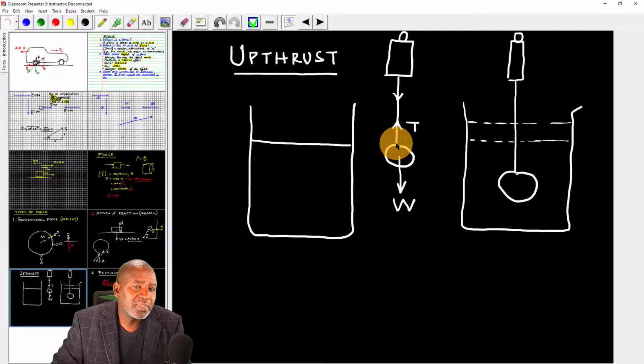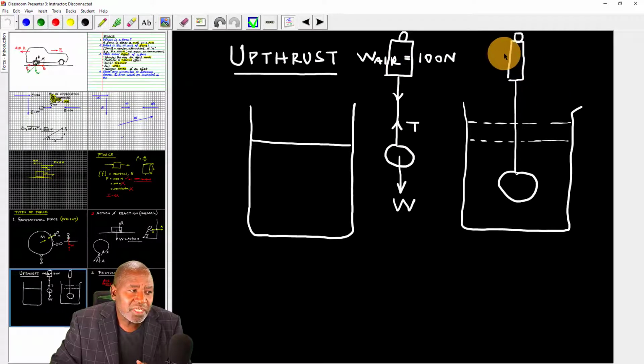And it definitely must pull the object upwards. This tension is experienced by the spring here. So this spring balance is going to give us the tension in this string. Maybe let us say it's 100 newtons. That is the reading of the spring balance when it is in air. So this is the weight of the object in air, 100 newtons.